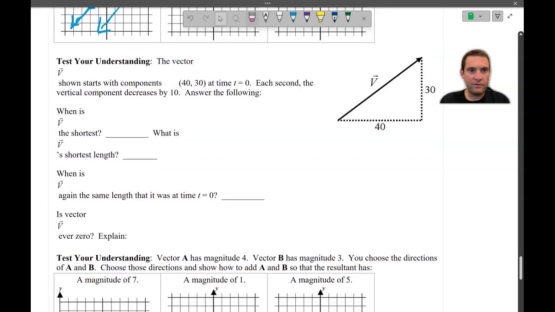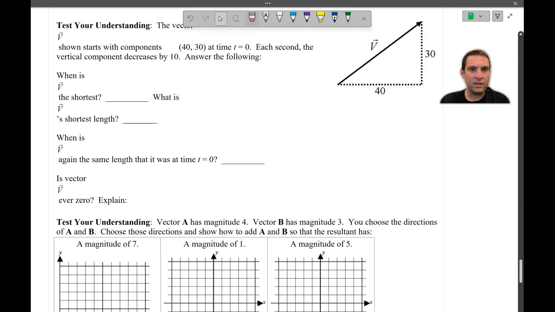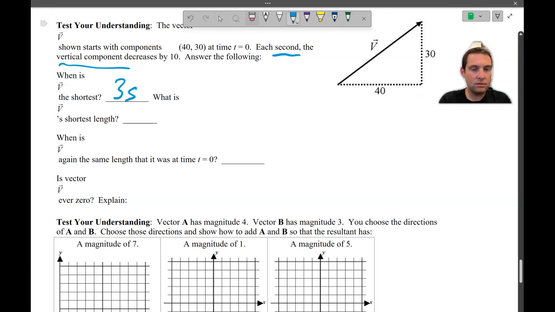The vector V is shown with components 40, 30. Each second, the vertical component decreases by 10. Woo! When is V the shortest? After 3 seconds, because it's going to be 0. What is V's shortest length? 0.